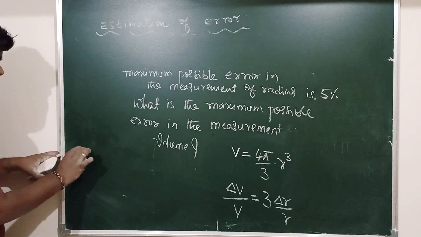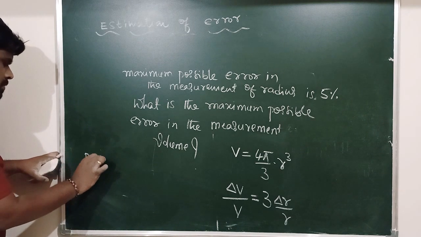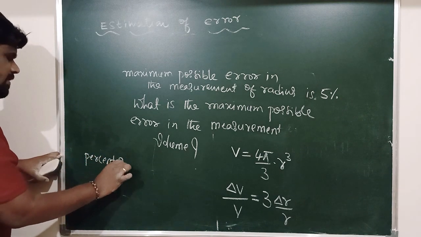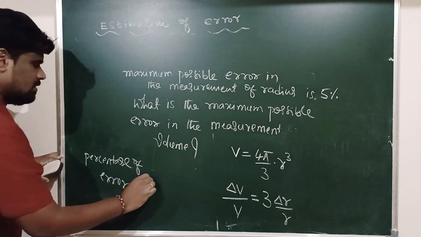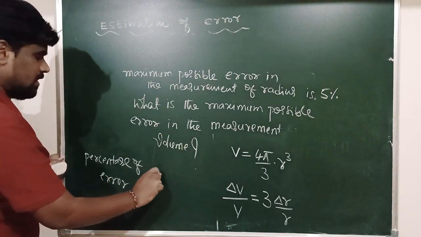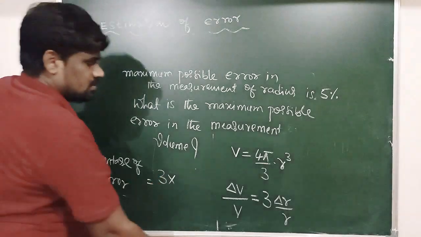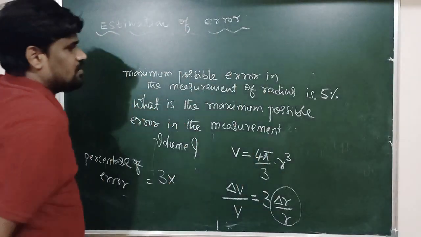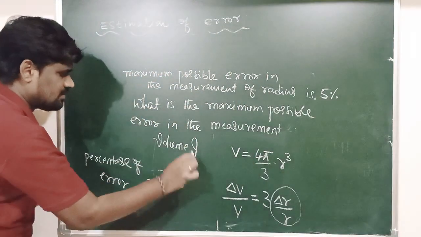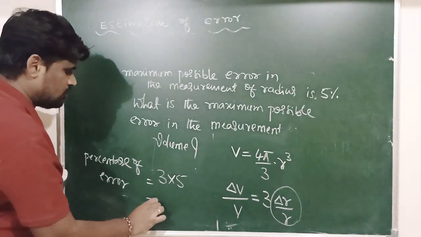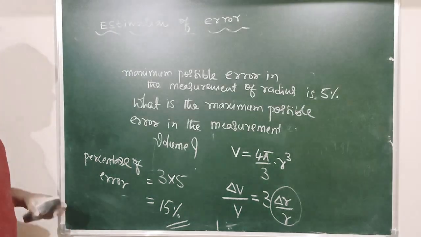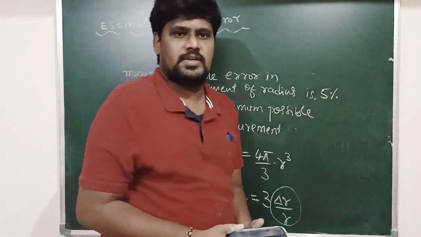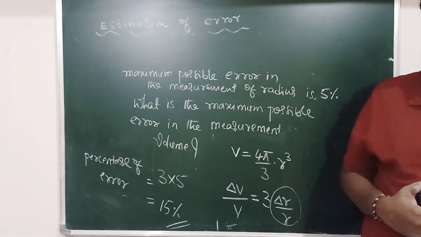Then what is the percentage of error in the volume? The percentage of error in the volume is given by 3 times the percentage of error in the radius. The percentage of error in the radius is 5. Therefore, 3 into 5, 15% is the error in the measurement of the volume.